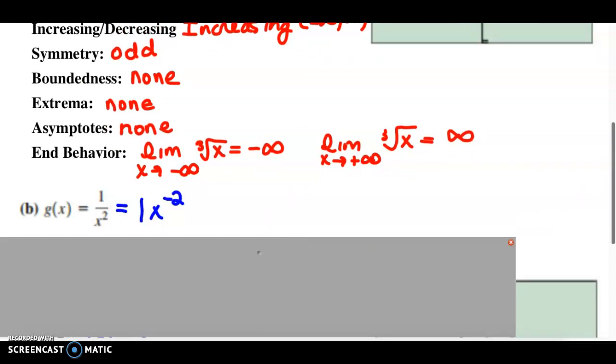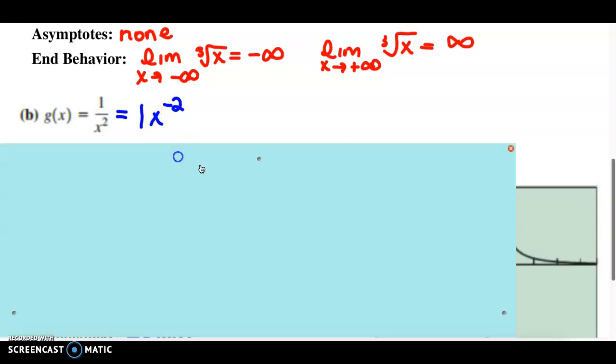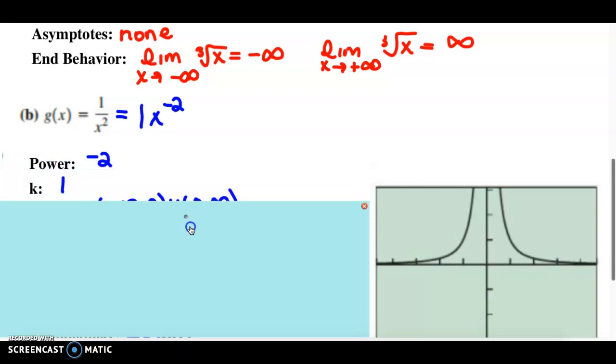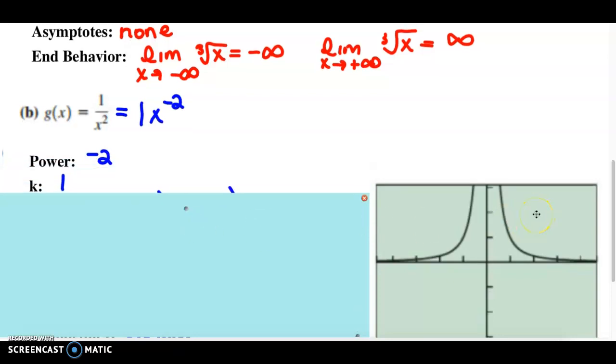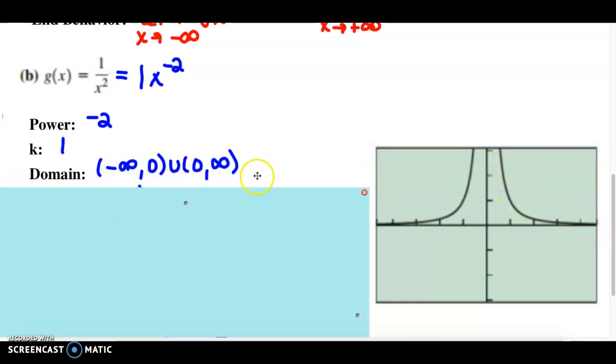Now let's look at 1 over x squared. So we rewrite that as 1 times x to the negative 2. We could call that a power of negative 2 and a constant of variation of 1. If we look at this graph, we can see that our domain goes from negative infinity, but then it's approaching 0, and we have a vertical asymptote there, and then we skip over 0 and then keep going after that to infinity. So our domain would be negative infinity to 0 and 0 to infinity.